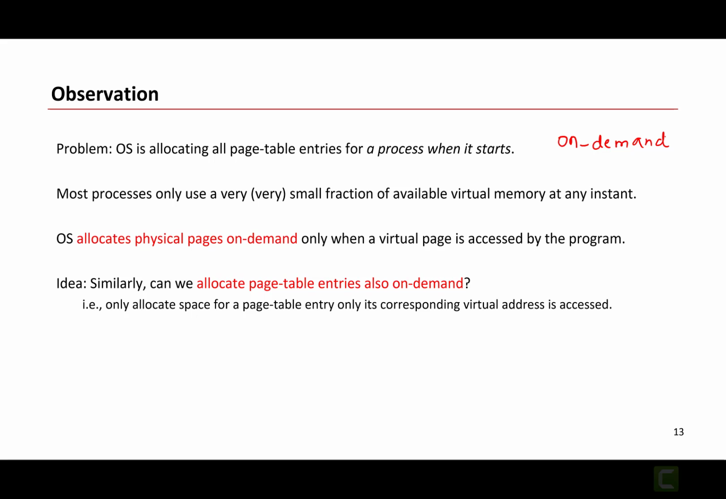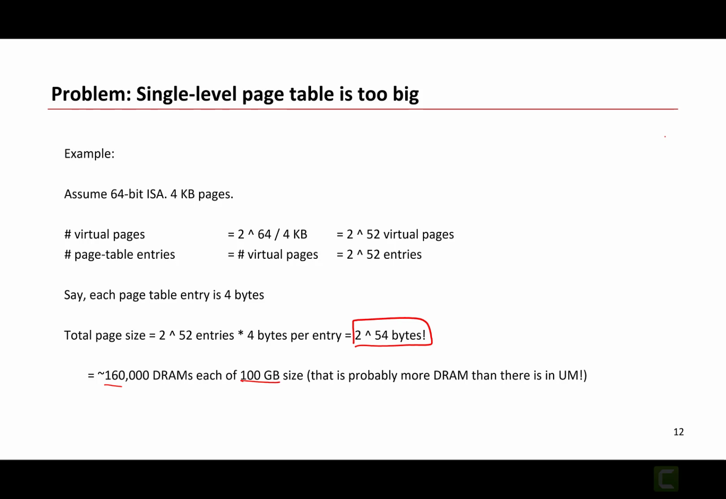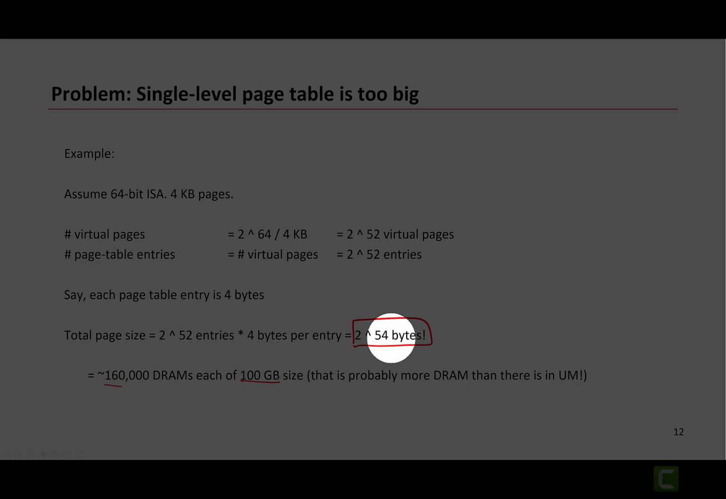And so can we use a similar idea for page table as well? When we talked about page table, we said when we start off the process, we will create this page table, and that page table will have one entry for every virtual page. That turned out to be a bad idea because it needs too much space. So now what we are going to try and do is, instead of allocating 2 to the power of 54 bytes worth of page table right when a 64-bit program starts, we're not going to do that.